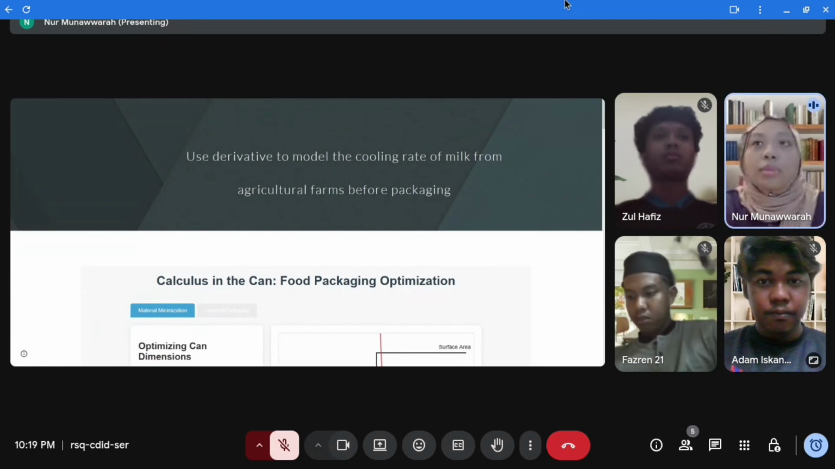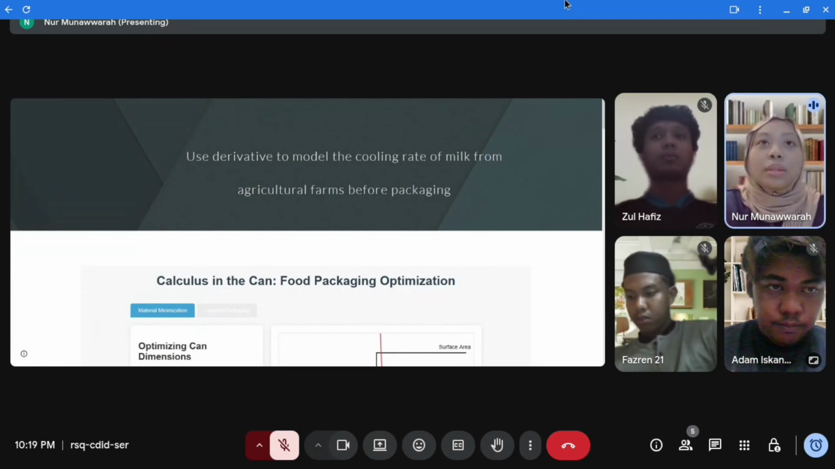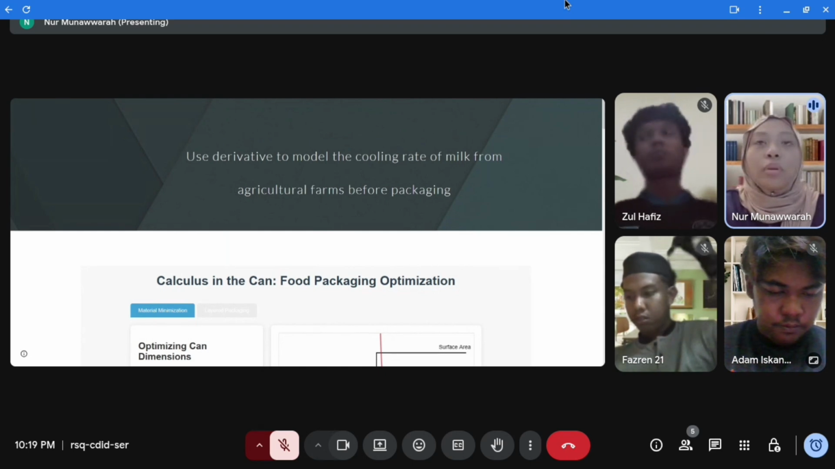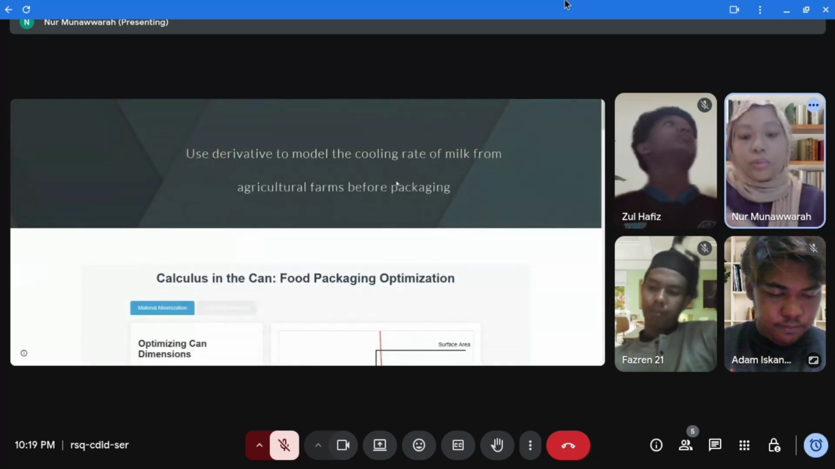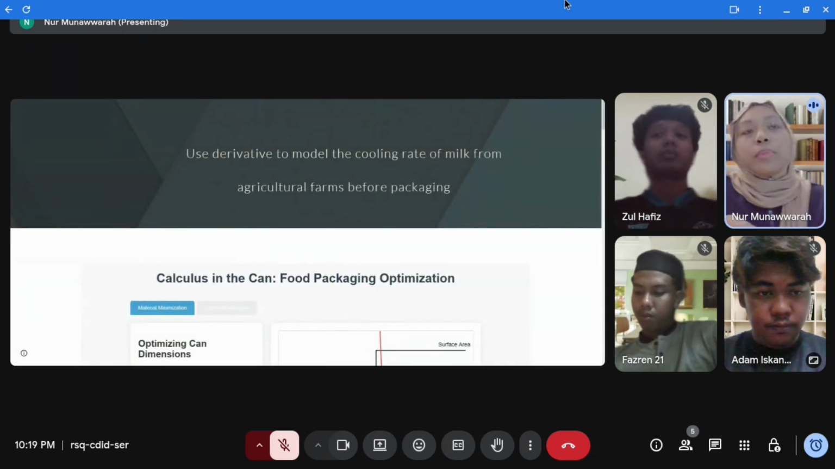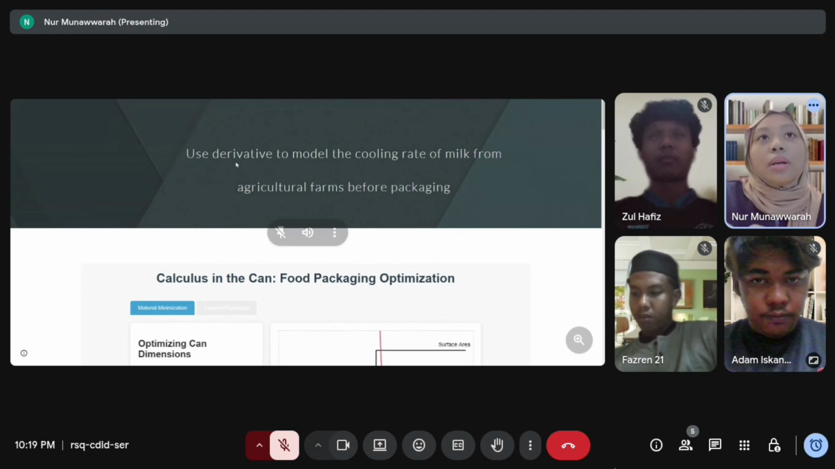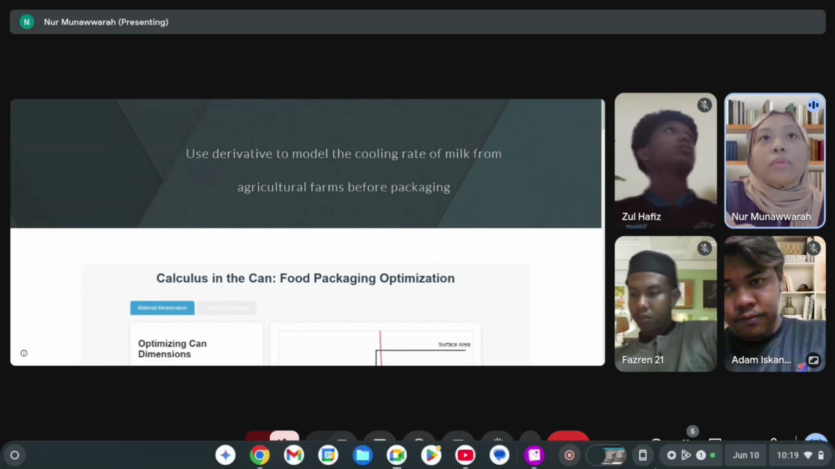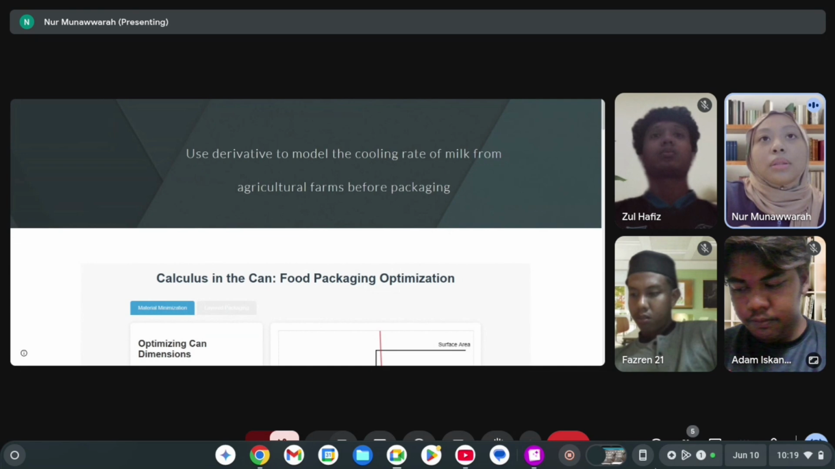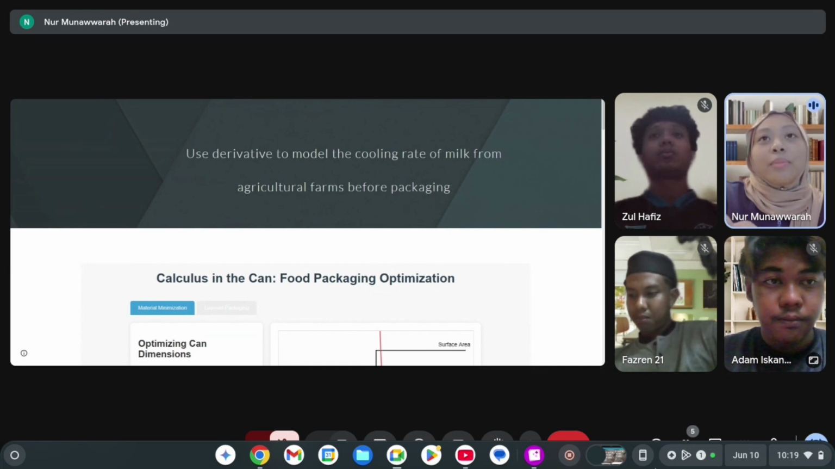Hi, my name is Nur Munawara binti Suryanto. My matrix number is F241383. So today I want to present in my website: use derivative to model the cooling rate of milk from an agricultural farm before packaging.